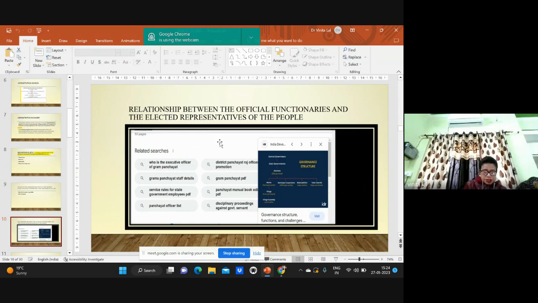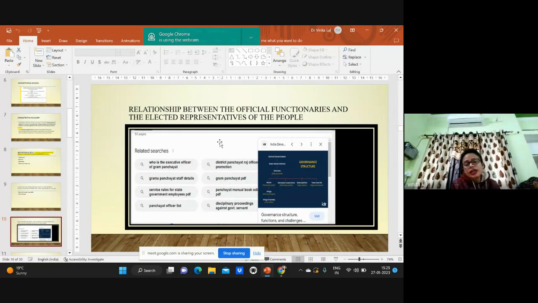The relationship between official functionaries and elected representatives assumes special significance in the context of developing countries, as both sets of individuals are expected to work together toward the same goal. As agents of social change, the bureaucracy and elected representatives have complementary roles to play. It is imperative for successful policy implementation that both work in close cooperation with one another.